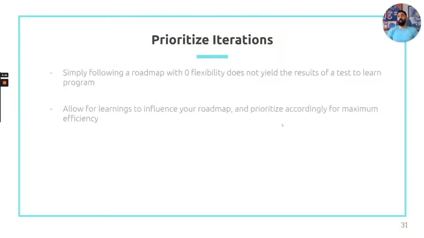So again, simply following the roadmap with zero flexibility doesn't yield the results that you need when running a test to learn program. And you should really allow for these learnings to influence your roadmap and prioritize accordingly so that you can really achieve your maximum efficiency here.